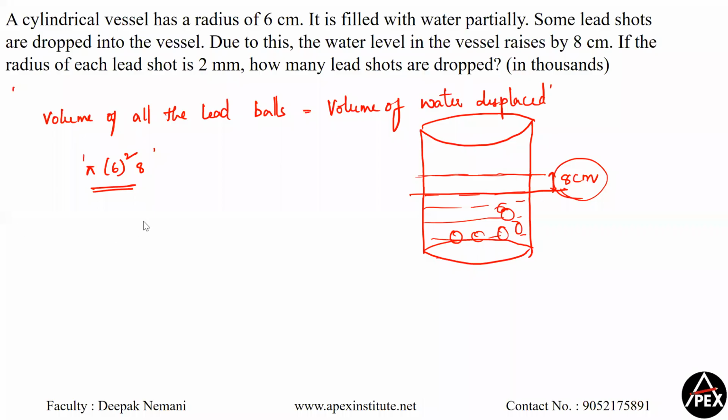So the answer for this question should be 27,000. So what principle is this? Archimedes. Archimedes. So perfect. Okay. So the volume of the object immersed will always be equal to the volume of the water displaced.